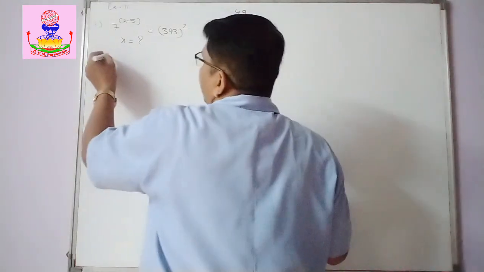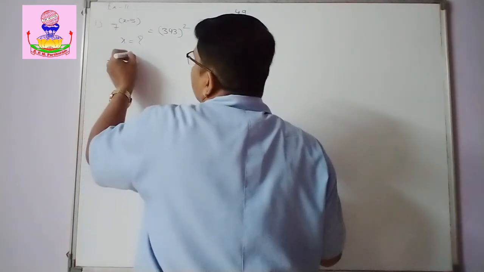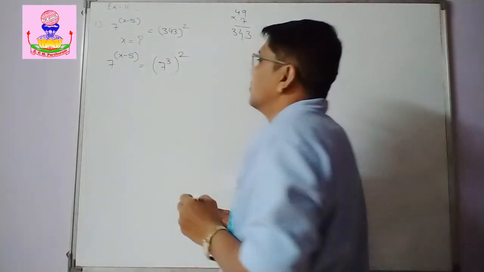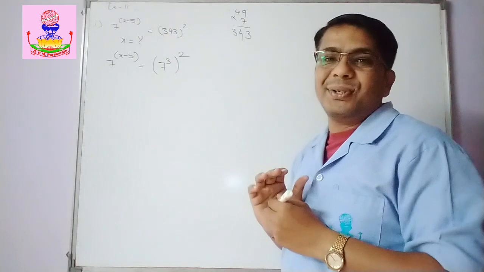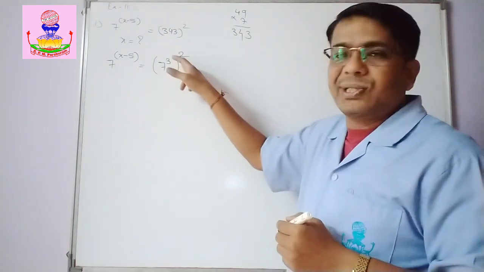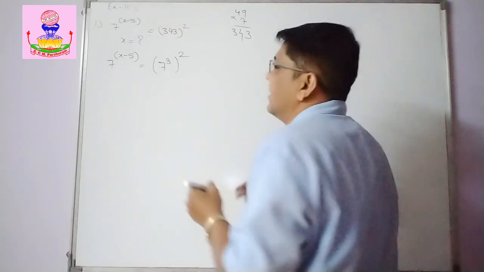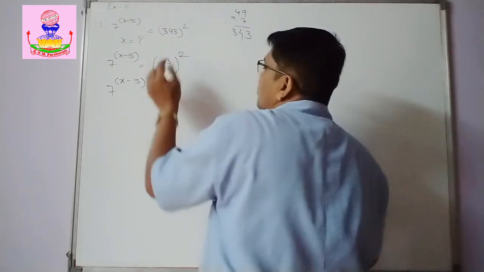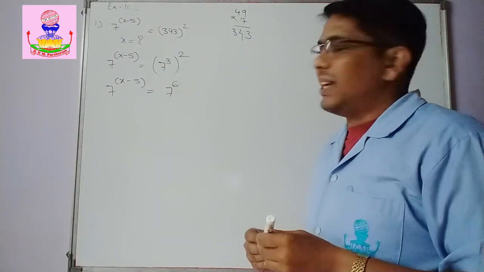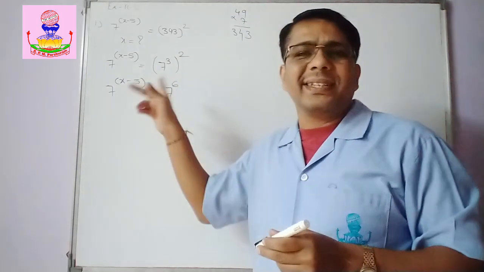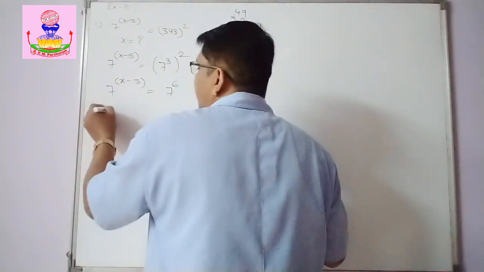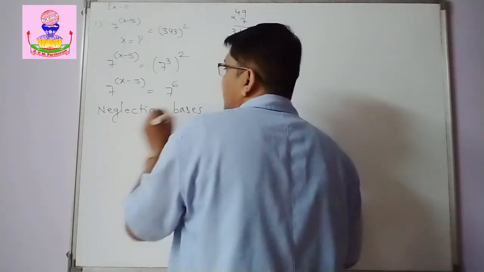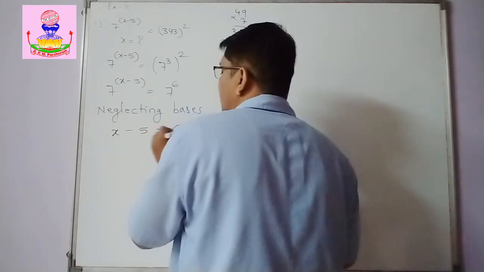So I can write 7 raised to x minus 5 equal to 7 raised to 3 whole raised to 2. I have converted 343 as 7 cube. Now a raised to m whole raised to n is equal to a raised to mn. So 7 raised to x minus 5 is equal to 7 raised to 6. Now the bases are the same, so neglect the bases and compare the powers. So x minus 5 is equal to 6.